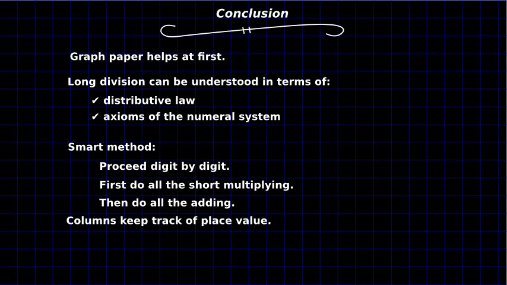The most important idea is that long division can be understood in terms of the distributive law and the axioms of the numeral system, really basic stuff that you already know about. There's a smart method for organizing the calculation. Proceed digit by digit. First do all the short multiplying, then do all the adding. Use columns to keep track of the place value. And that's pretty much all there is to it. Using this method, you can multiply anything by anything.